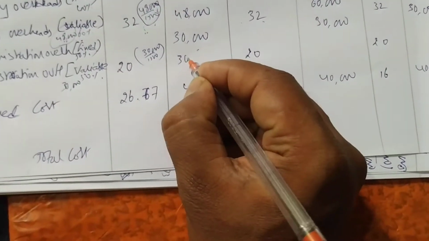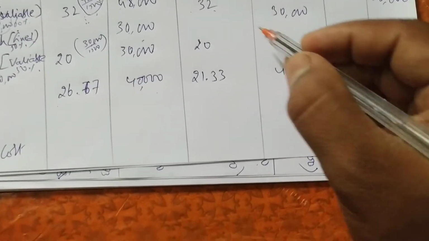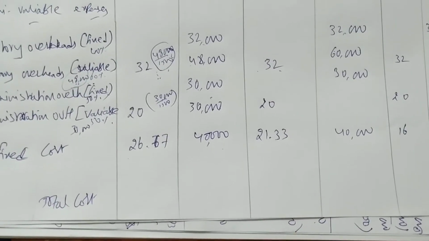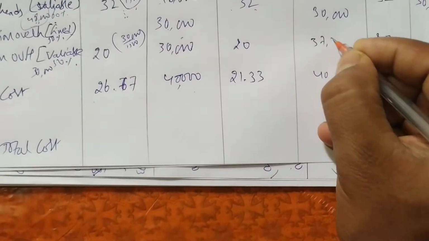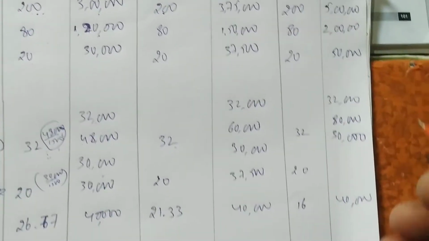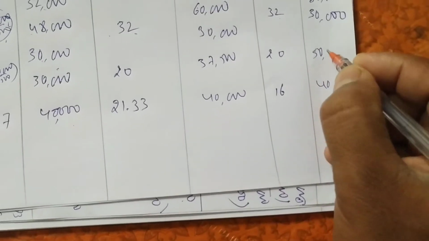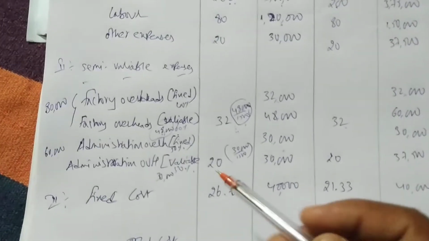30,000. Here also, 20 into 1875, 37,500. 20 into 2,500, we'll get 50,000. Done. So we have written the variable cost totals.